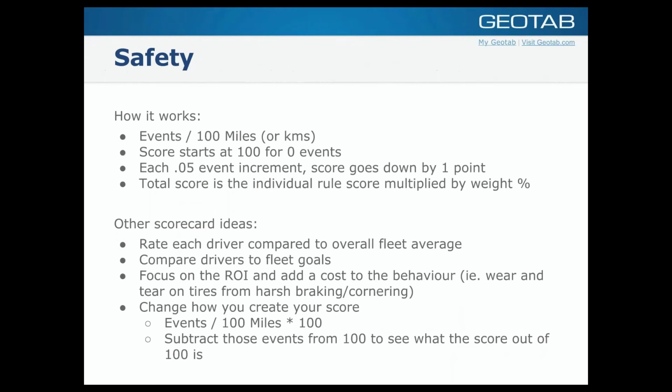So the total score is actually the individual rule scores multiplied by their weight percentage. I didn't show you a screenshot of the weight percentage, but basically you can add a weighting to each rule. Let's say speeding is a huge thing for your fleet and you want to target that as the number one risk factor. Make that a 30 or 40% weighting and make everything else 10s or 5s. When we look at the individual score for speeding, we've taken that weighting into factor, and that will affect their overall score. So we can see exactly where they're having issues.